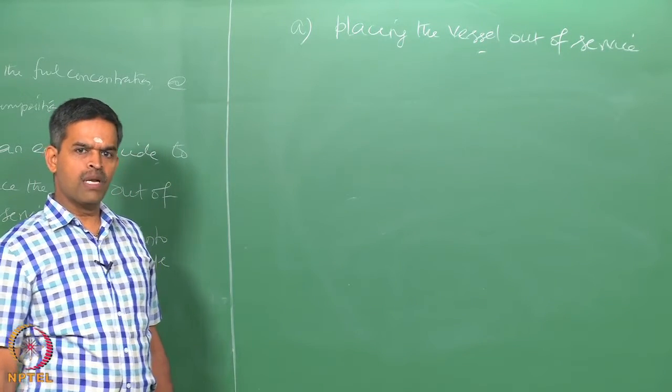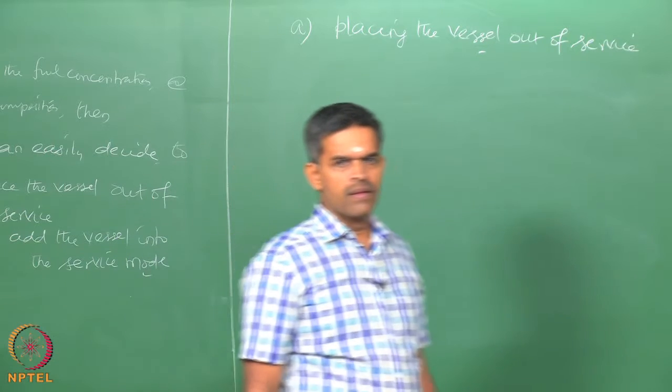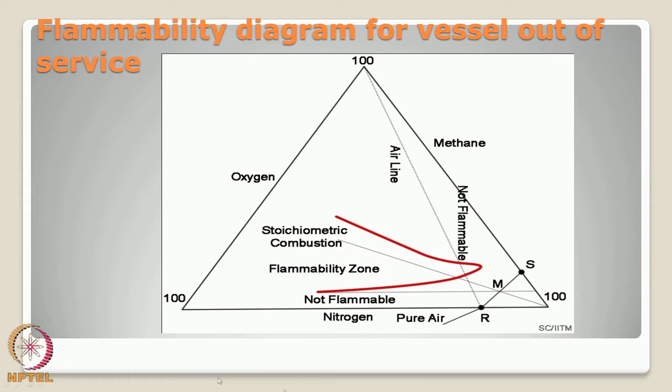Let us quickly see a typical flammability diagram. Please pay attention to the flammability diagram shown on the screen now, which is going to be useful for discussing how to decide to keep the vessel out of service. So, as we know, the nitrogen arm, the fuel arm, in this case methane CH4, and the oxygen arm, 0 to 100, 0 to 100 and 0 to 100. It is a specific anticlockwise order which we must follow to plot the flammability diagram, which we discussed in the previous lectures.